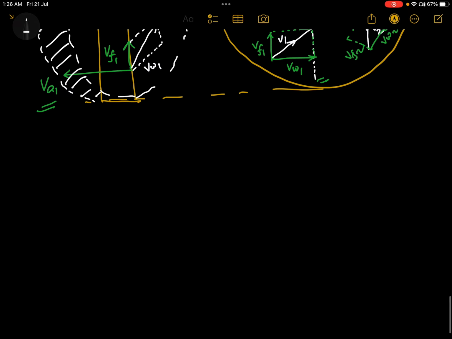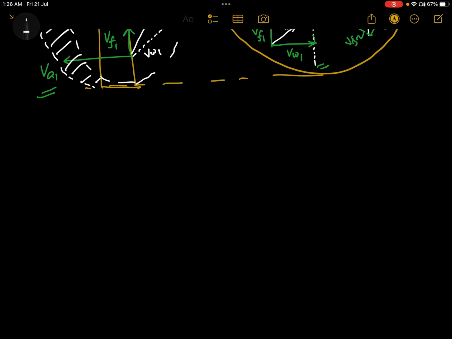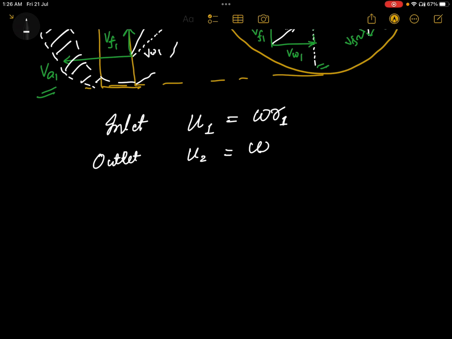Now if you want to find out the rotor speed, what is the rotor speed? At the inlet, where the fluid is entering, you can find out the rotor speed U1 as angular velocity into radial distance, and at the outlet U2 will be angular velocity into radial distance.